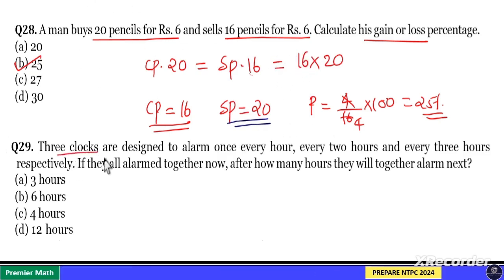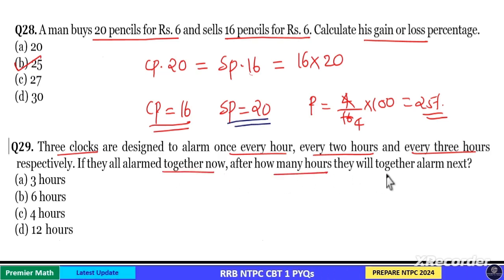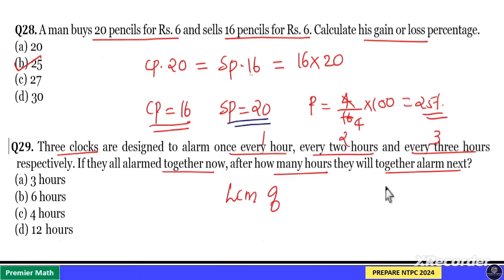Next is: three clocks are designed to alarm once every hour, every 2 hours and every 3 hours. If they all alarm together now, after how many hours will they alarm together next? Just take the LCM of 1, 2 and 3. Every first hour, second hour and third hour a clock is alarming. So take the LCM of 1, 2 and 3, which is 6. So after 6 hours, all these 3 will alarm together.